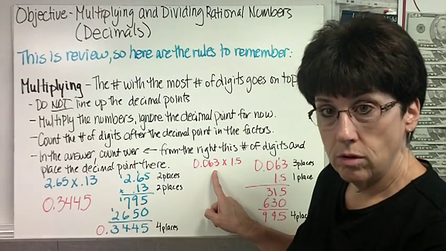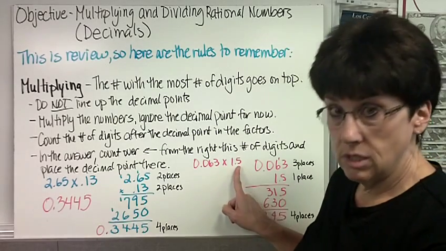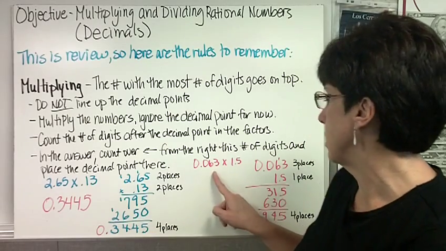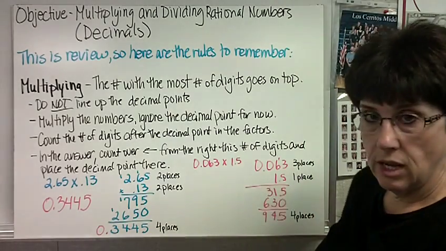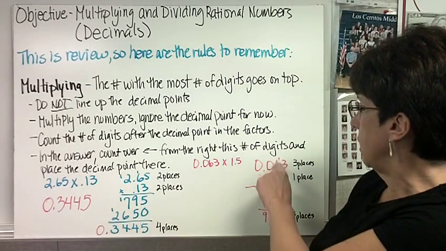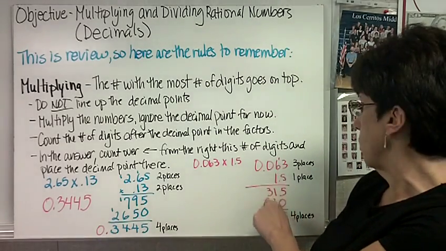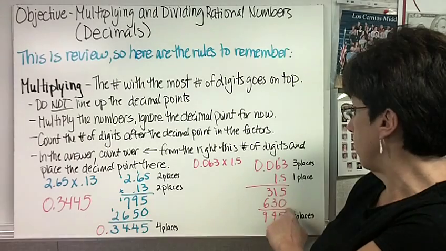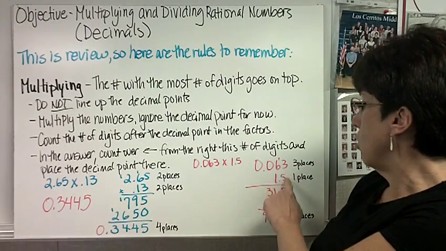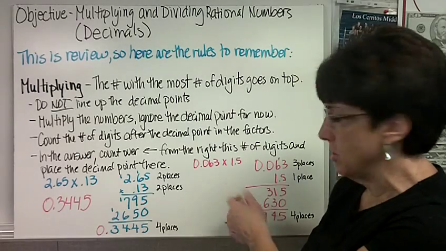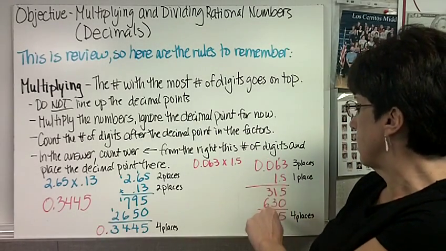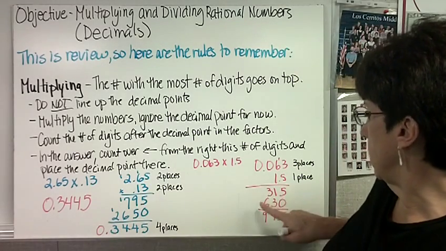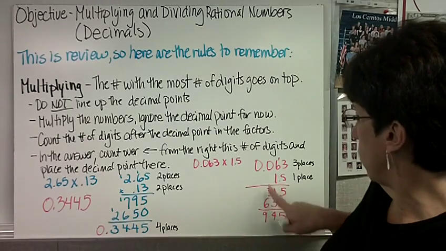This has 4 digits. This has 2 digits, so the bigger 4 goes on top. Although that's not a bigger number, okay, but there's more digits. So now I'm going to multiply. 5 times 3 is 15, carry the 1. 5 times 6 is 30, plus 1 is 31. Now that's it with my ones column, so now in my tens column I put down a 0. 1 times, notice I didn't multiply by zeros because it would just get me 0, okay? 1 times 3 is 3, 1 times 6 is 6. I'm not going to multiply by 0 because that's zeros. Now I add 315 plus 630, 945.